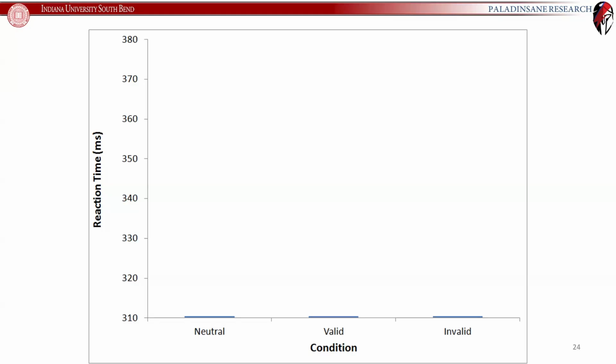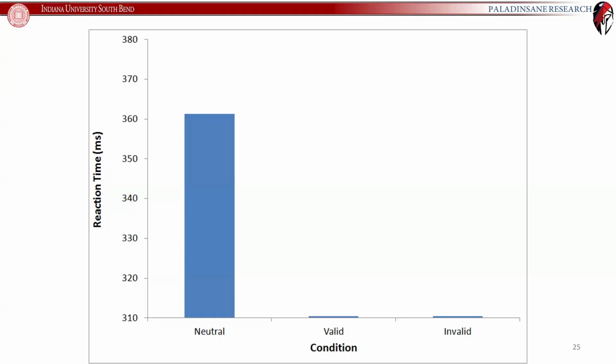So the neutral condition is kind of the control condition here. And we can see that we have about, say that again, we have about 360 milliseconds. That's about 1/3 of a second. So in about 1/3 of a second, you're able to detect that red square as being either on the left or the right. What happens when your attention gets sent to the wrong place?